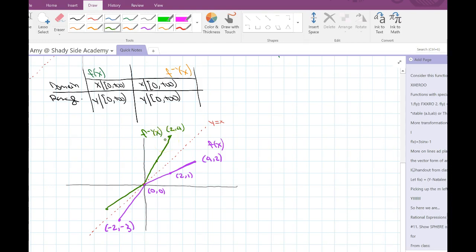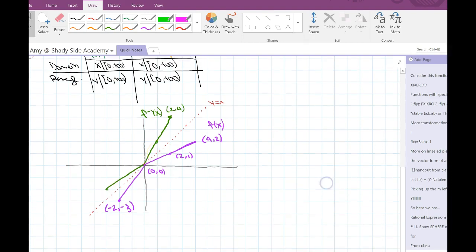So we said graphically, a function and its inverse are reflection images of each other over the line y equals x. Okay, let's go over here and do the exact same exercise for f of x and for the inverse. And let's see if we can come up with a generalization.